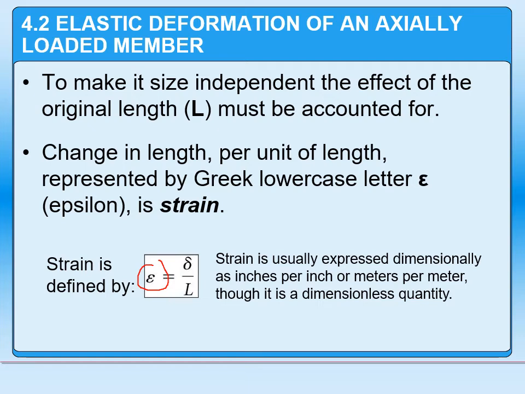Now keep in mind, oftentimes when we talk about strain, we do say that it's in units of inch per inch or millimeters per millimeter so that we know we're talking about two lengths. But it is just a ratio. And the amount of strain in inch per inch would be exactly the same as the amount of strain in millimeters per millimeter.